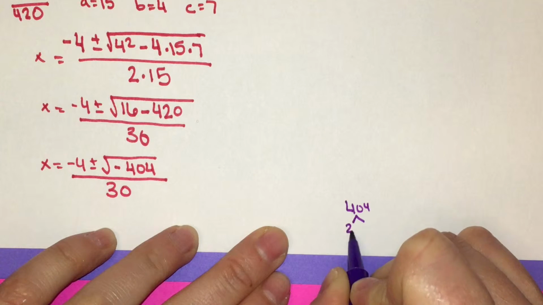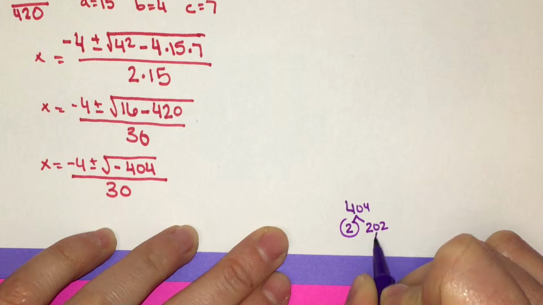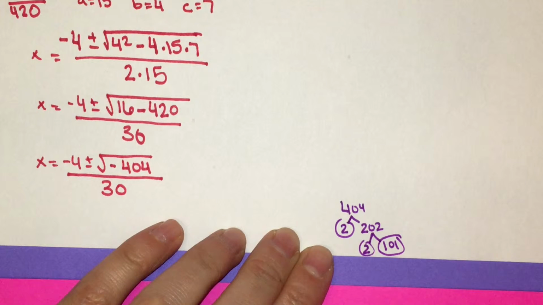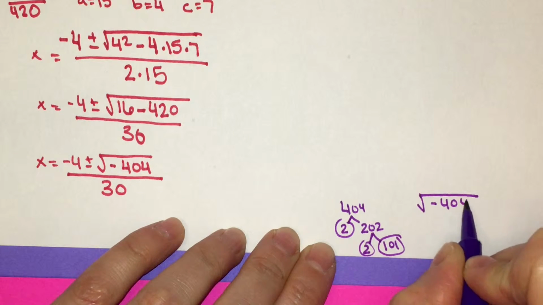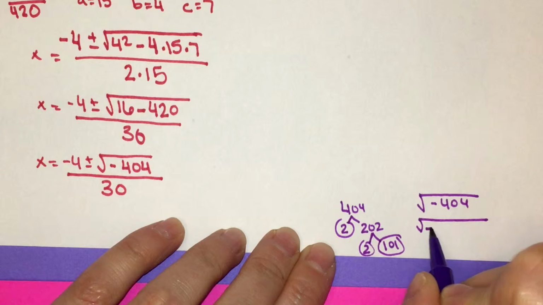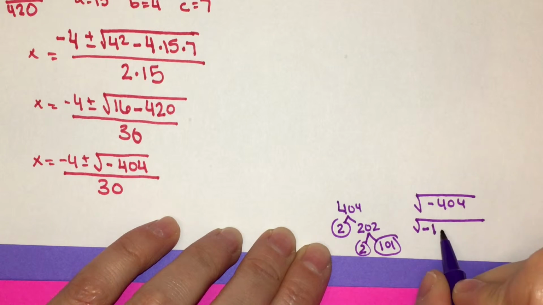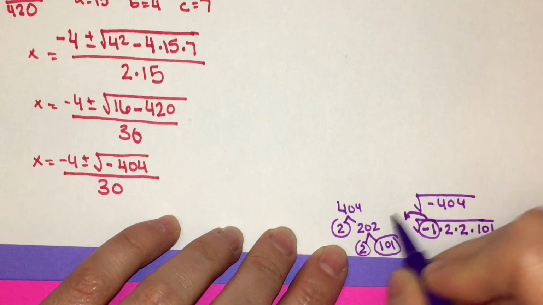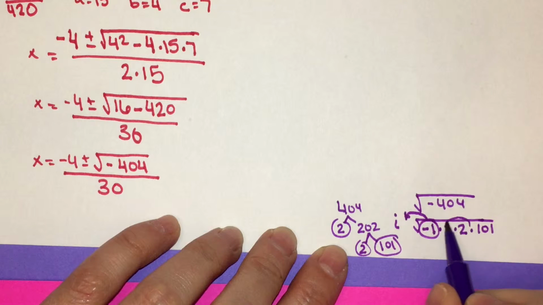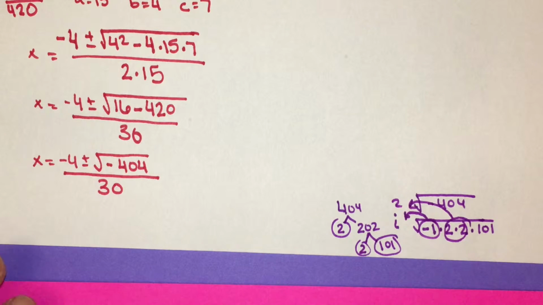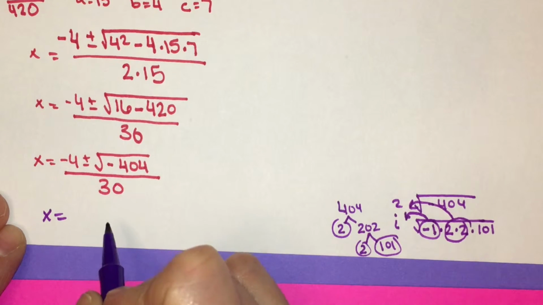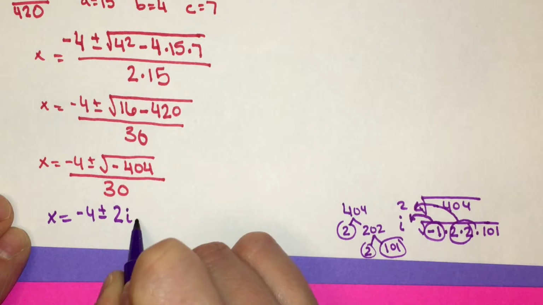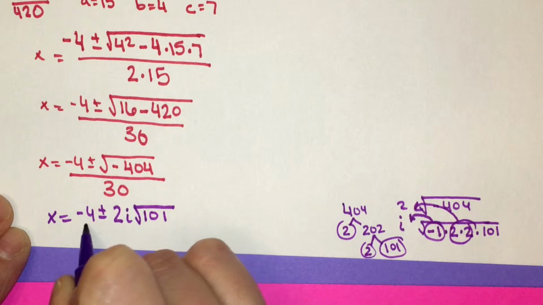So I know that 404 breaks down to 2 times 202. Then 202 breaks down to 2 times 101. And I can't break down 101. So I know that the square root of negative 404 is the same thing as the square root of negative 1, because I have to deal with that negative. You can't just leave the negative under the square root, times 2 times 2 times 101. So I can pull the negative 1 out as i. Square root of negative 1 is equal to i. And because I have 2 times 2, I can also pull a 2 out. Meaning that this reduces to negative 4 plus and minus the square root of negative 404 reduces to 2i times the square root of 101 over 30.